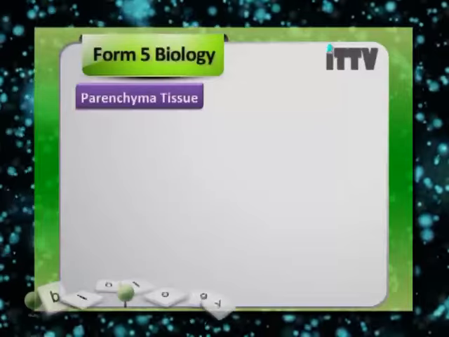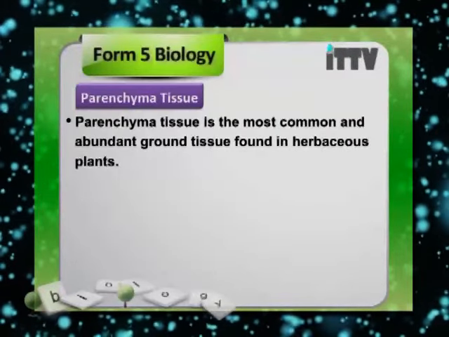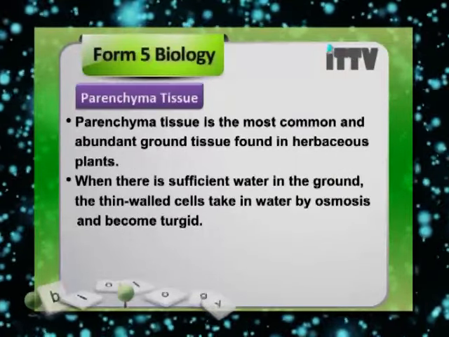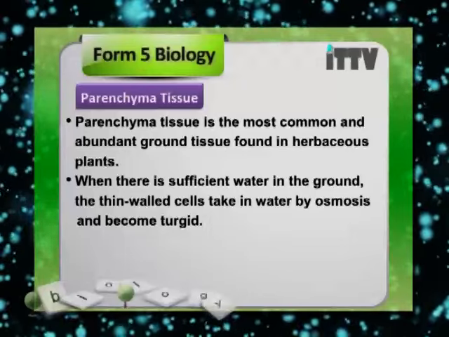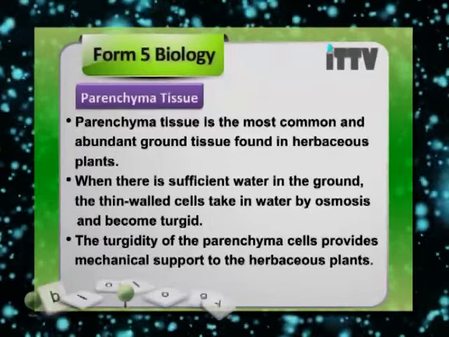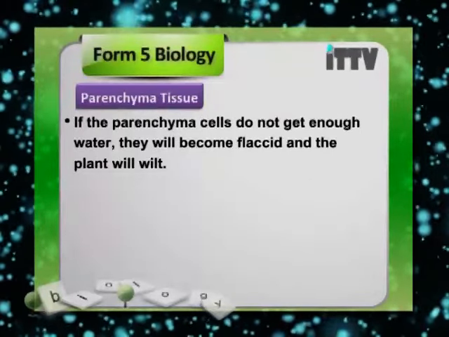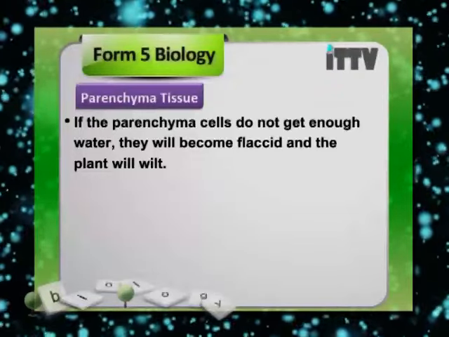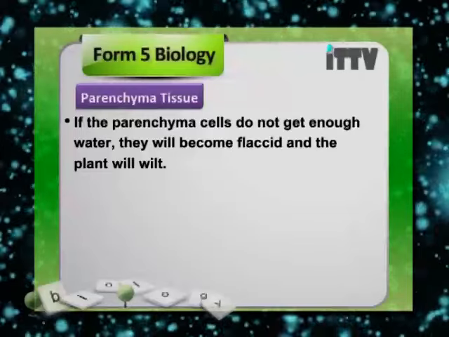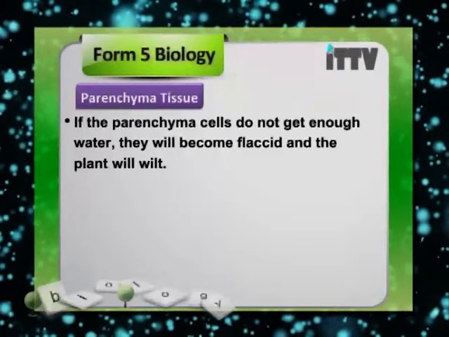Now, what is Parenchyma Tissue? It is the most common and abundant ground tissue found in herbaceous plants. When there is sufficient water in the ground, the thin-walled cells will take in water by osmosis and become turgid. The turgidity of the parenchyma cell provides mechanical support to the herbaceous plants. If the parenchyma cells do not get enough water, they will become flaccid and the plant will wilt. So to help you understand better, I will go to the board to explain.